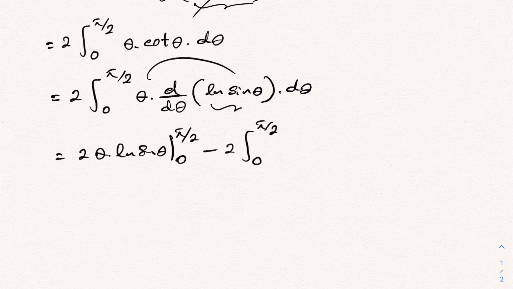Now rewrite this function, natural log of sine of theta times the derivative of theta, we know 1, so here we have only d theta. Now again if we apply the upper boundary and lower boundary, we know this part will again be 0, so we have minus 2 times this integral.